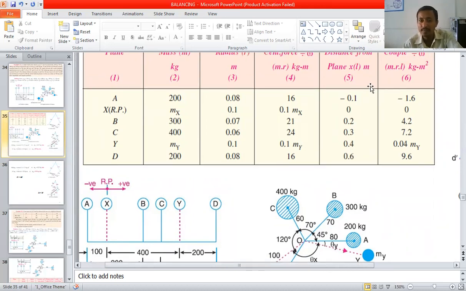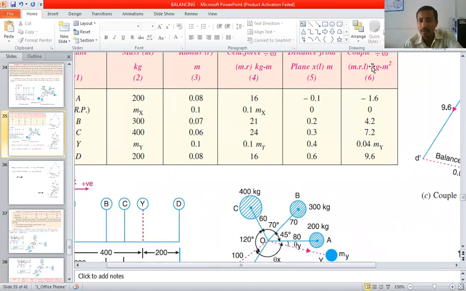After that, the next step is couple by omega square. Couple by omega square means, for these two columns, we just need to multiply them, and then we will get this column. 16 into minus 0.1 is minus 1.6. 0.1 into mx into 0 means it is 0. Anything multiplied by 0 is 0. Similarly, for the remaining values, multiply these two columns and we will get this column.